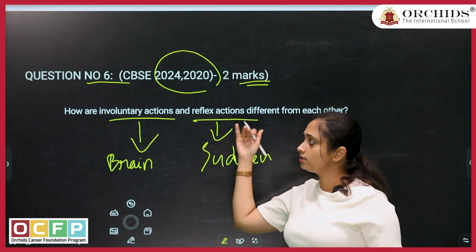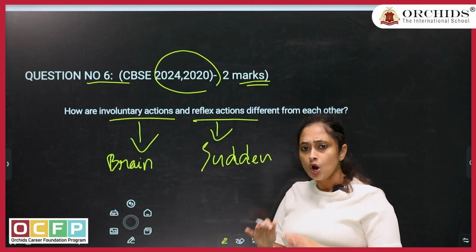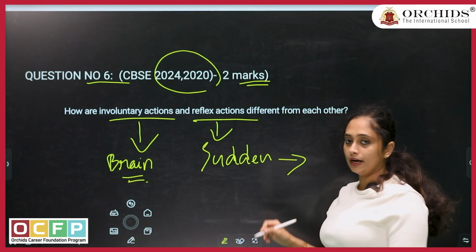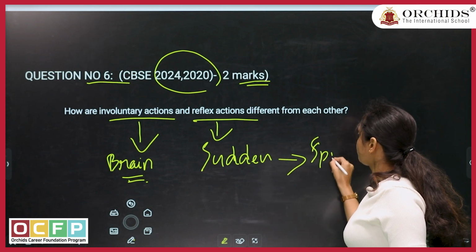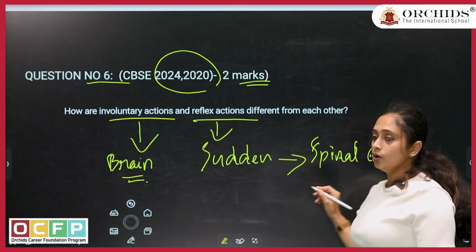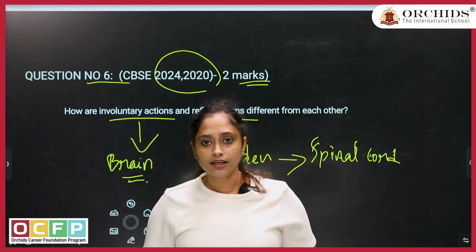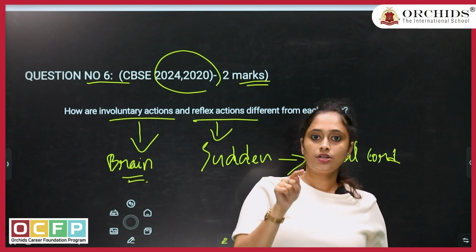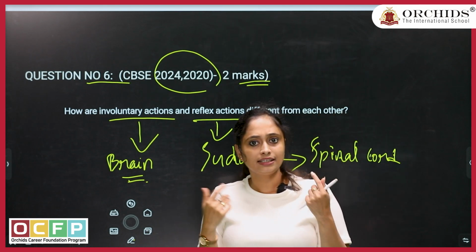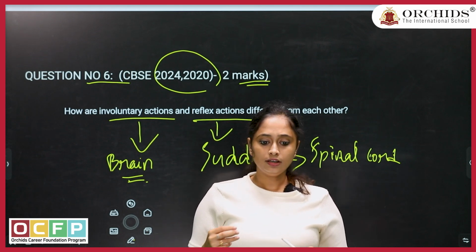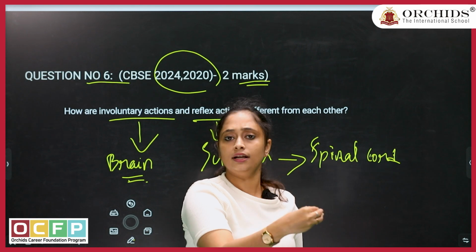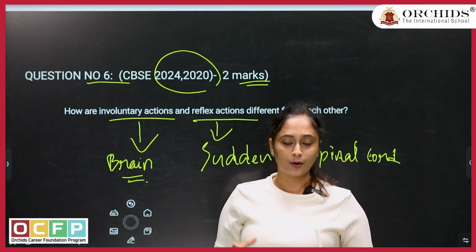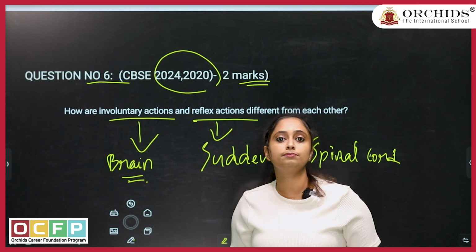But the question is asking, what is the difference between reflex and involuntary action? All the involuntary actions are controlled by the brain, but reflex action is not controlled by the brain, it is controlled by our spinal cord. Reflex action is a sudden, very fast action taking place in the body. For example, if you touch any hot object, you will withdraw your hand. That is one example of a reflex action. A sudden response should come, because you can't keep your hand there for a long period of time. Think about it. It must be a very sudden action.